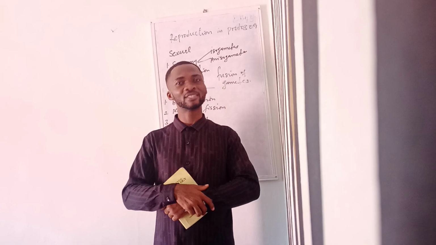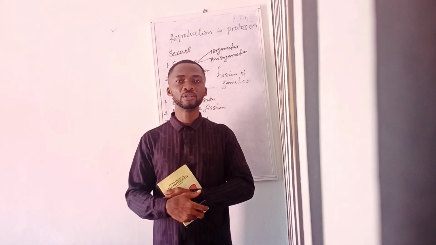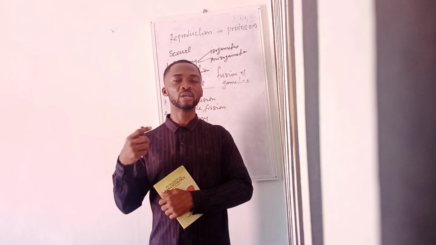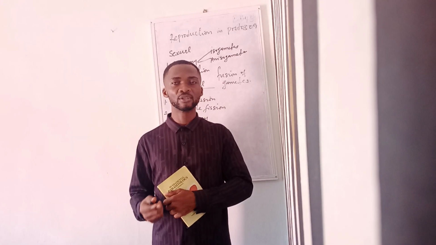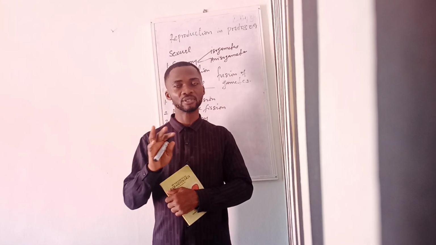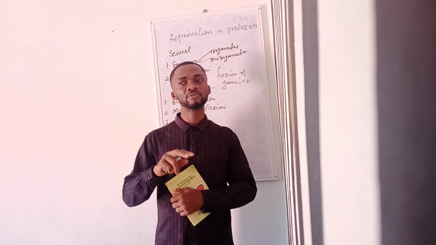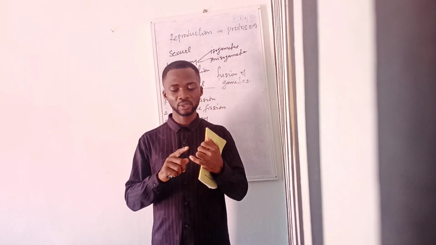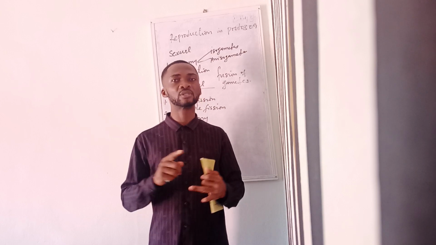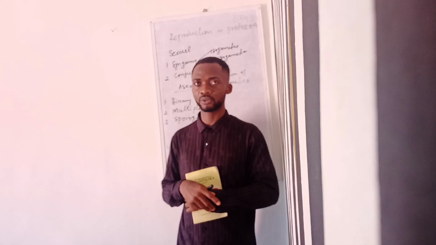So today we'll be looking at reproduction in protozoa. Of course, you know, reproduction is a process by which an organism produces offspring after its kind. So that is the definition of reproduction. Now we're going to be looking at the two different types of reproduction we have in protozoa. The first one is sexual reproduction. The second one is asexual reproduction. So let's start with sexual reproduction.